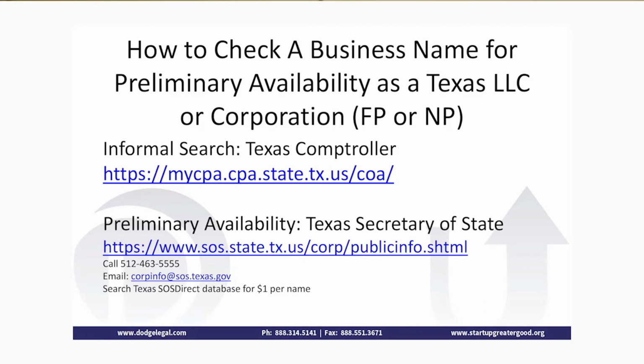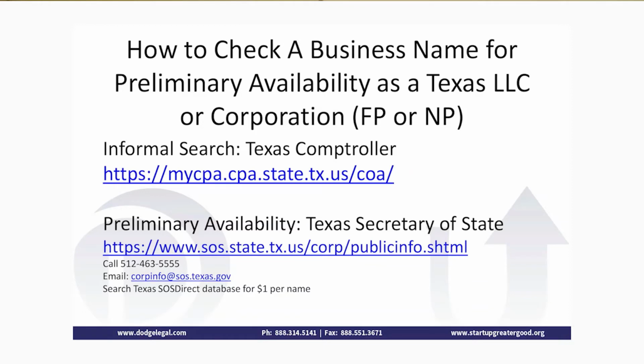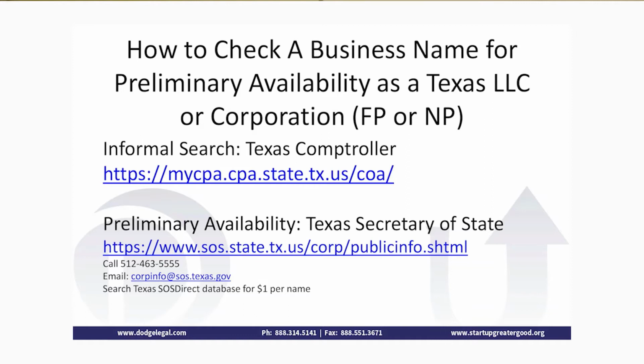You can do an informal search at the Texas Comptroller's website, and you go to entity search and you type in the name that you think. If it comes back with results, you can look at the results and see if there's another active company with the same name. The other way you can do it is you can check with the Texas Secretary of State. If you had created your SOS account, you could go here and search the database. It's $1 per name to search the database to see if it is available.